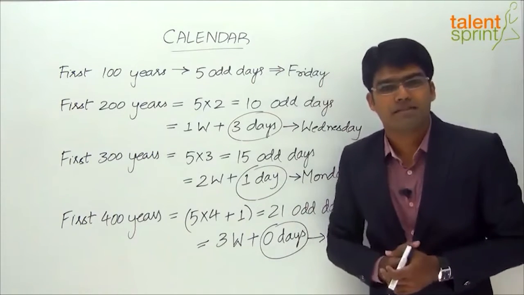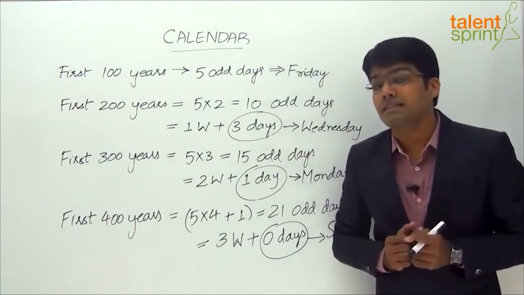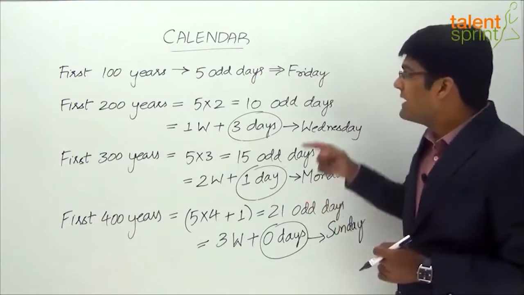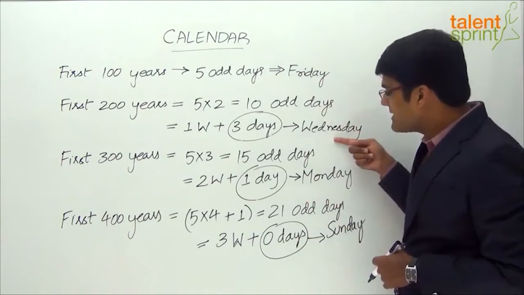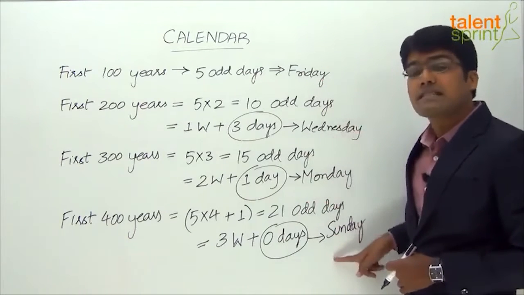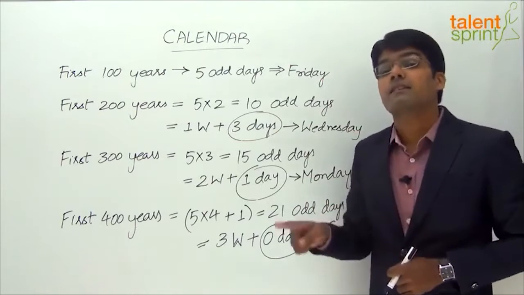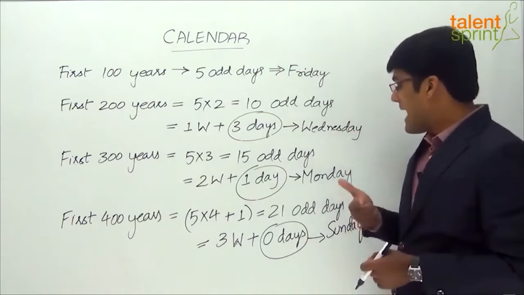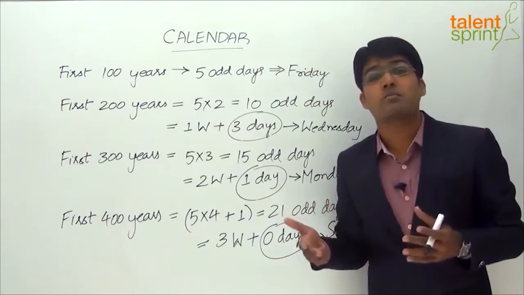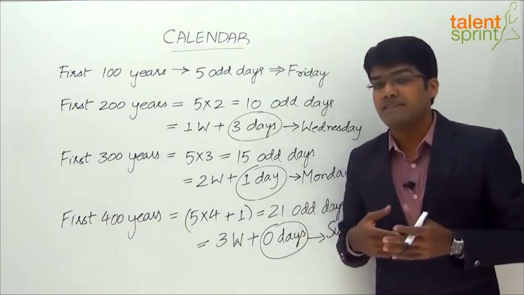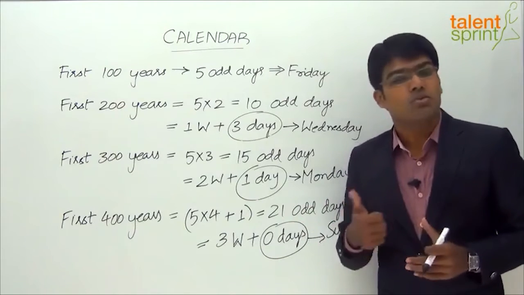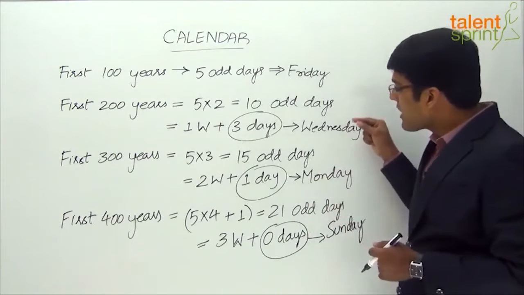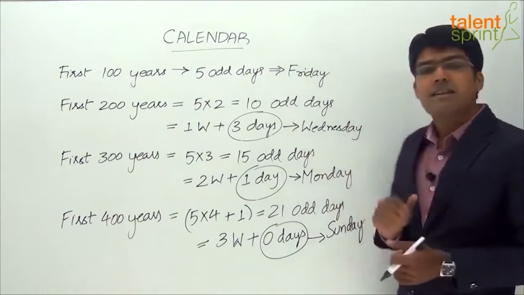And the cycle repeats. So the conclusion that we can make here is, if you observe, the last day of any century will either be a Friday, Wednesday, Monday or Sunday. It will never be any other day of the week. What are the remaining days here? Tuesday, Thursday and Saturday. So that's an important point now. The last day of a century can never be a Tuesday, Thursday or Saturday. It should be either a Friday, Wednesday, Monday or Sunday.